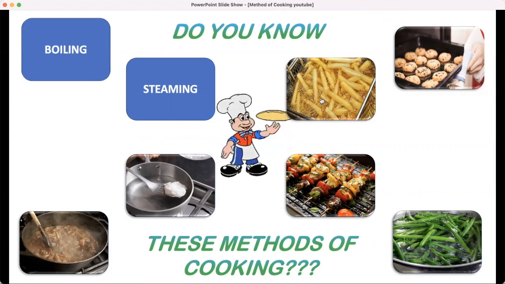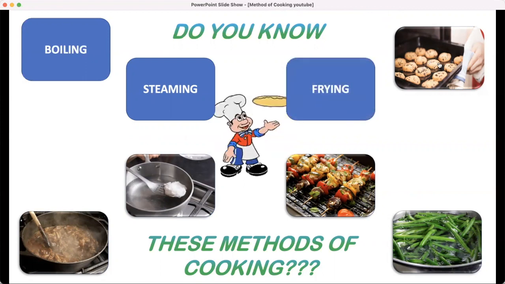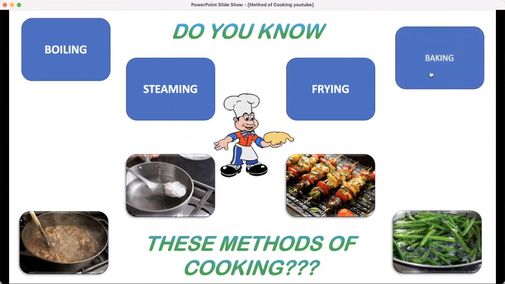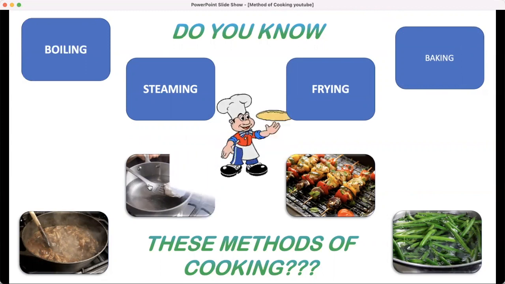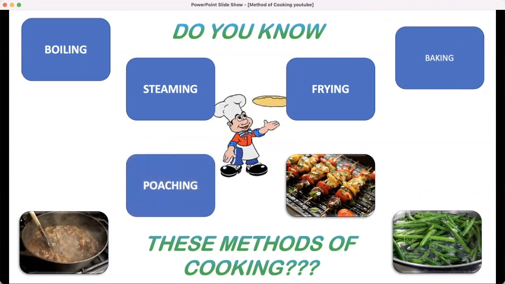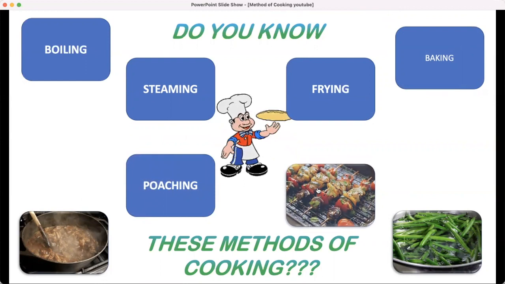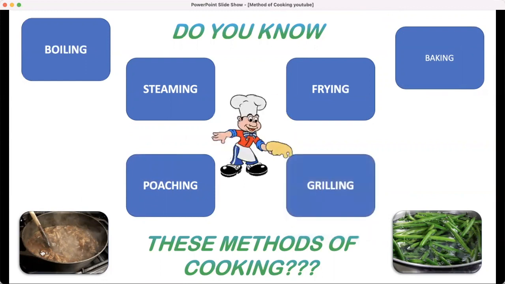What about this one? I know you know this one. Frying, of course. What about this one? See my cursor moving? Yes. Baking. You are correct. What about this one? This one is new, right? Poaching. What about this one? So if you say grilling, you are correct.